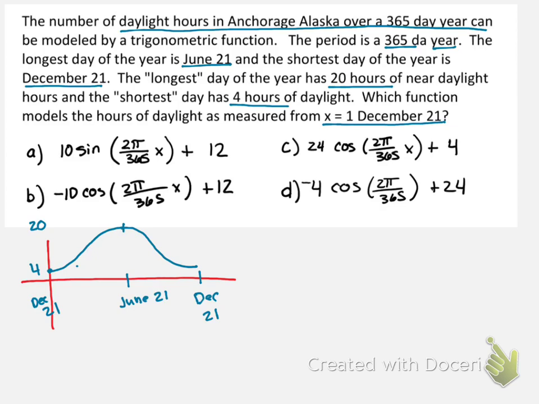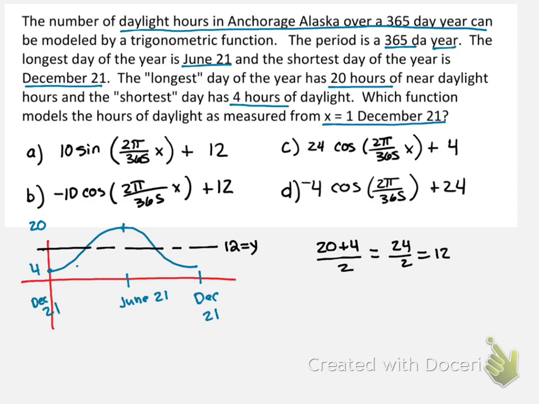And then we'd be back down to the shortest day the next year, December 21. Well, as I look at this graph, I can see the midline is going to be halfway between 4 and 20. Well, one way to find that is to just find the average. 20 plus 4 divided by 2 is going to be 24 over 2, which is 12. So that's really our midline.